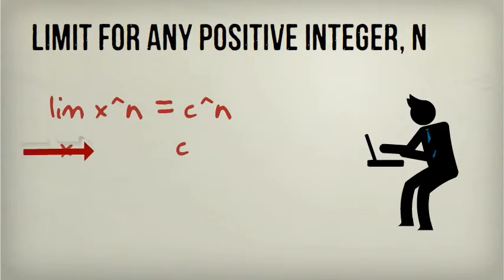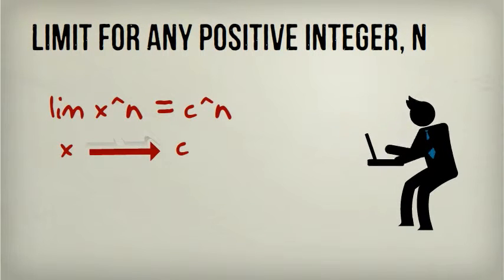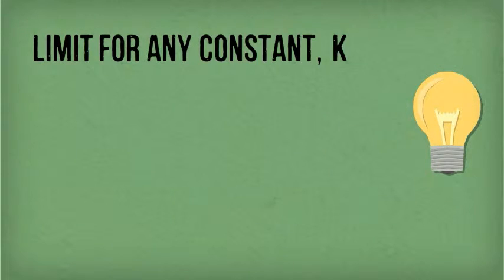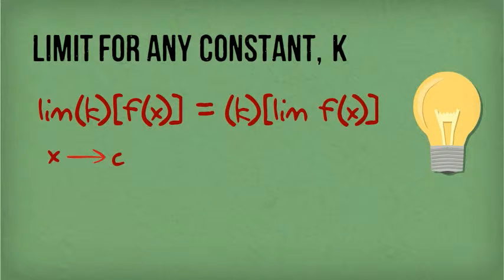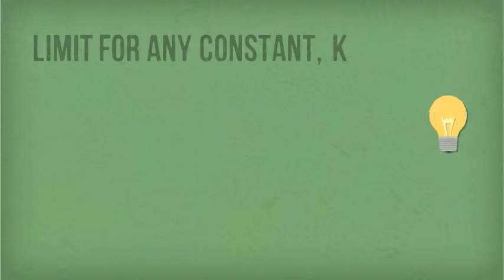The next one is the limit theorem for any positive integer. The limit of x raised to n, where x approaches c, is c raised to n. There is also a limit theorem for any constant k, where the limit of a constant times a function where x approaches c is k times the limit of the function.